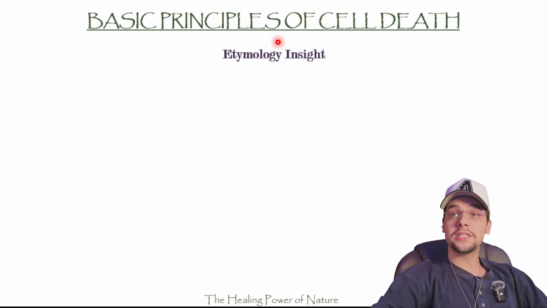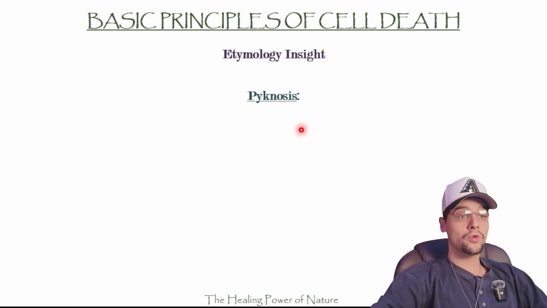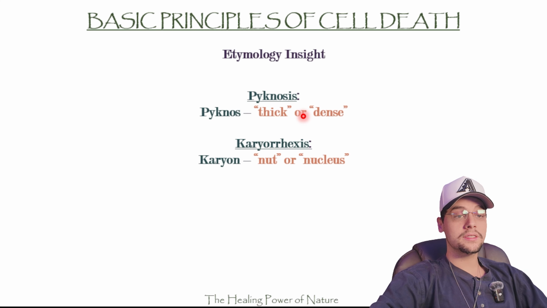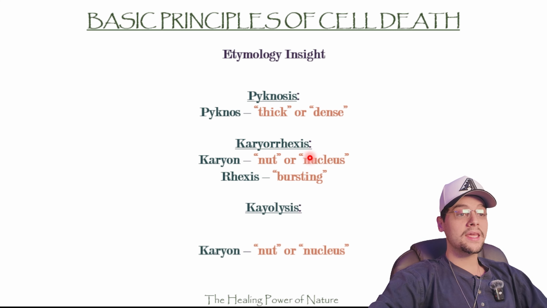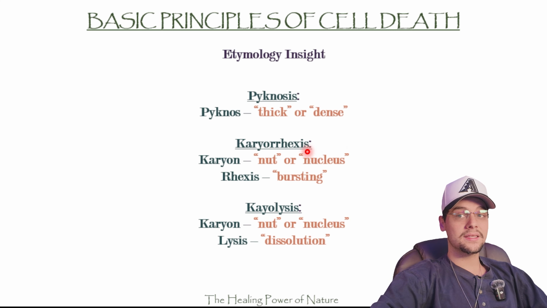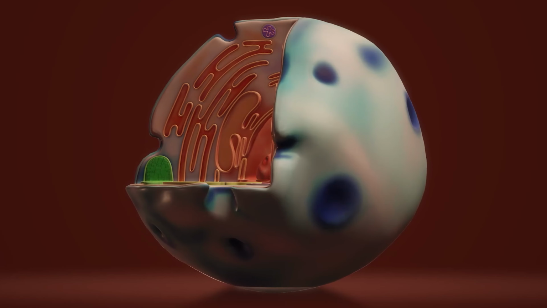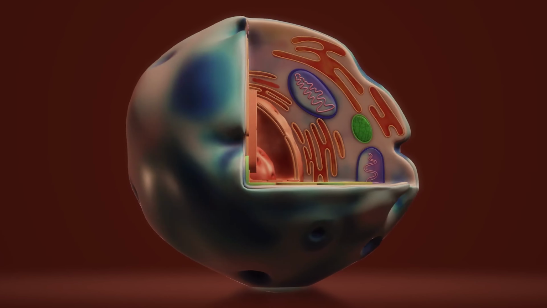To start, let's go ahead into some basic principles of cell death, some etymology that's very important that you're familiar with. First would be pycnosis. Pycnosis comes from the word pycnos, which means thick or dense, describing nuclear condensation. We also have karyorrhexis, from the Greek karyon, which means nut or nucleus, and rhexis, meaning bursting. This refers to the fragmentation of the nucleus. We also have karyolysis, from karyo, meaning nucleus, and lysis, meaning dissolution, referring to nuclear dissolution. These terms reflect nuclear destruction, which is a hallmark of cell death.